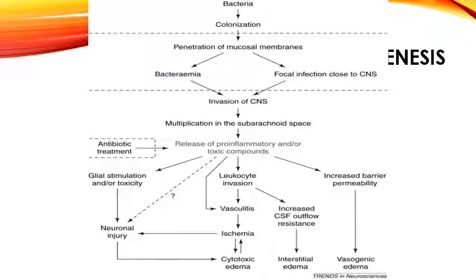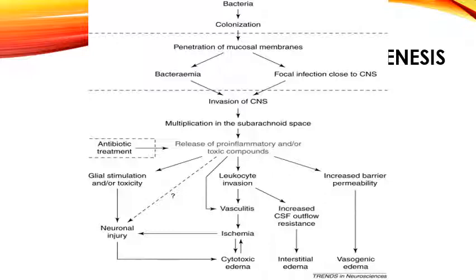Why does this occur? Because of exudates which are going and collecting into the basal spaces. This will cause increased CSF outflow resistance and hence it will cause interstitial edema. And the next thing which we see is increased barrier permeability, and this will lead to vasogenic edema. Brain injury which occurs is not simply caused by bacteria but occurs as a consequence of host reaction to the inflammatory cascade. So this is the pathogenesis which is occurring in the brain, and with this you will get the clinical features.